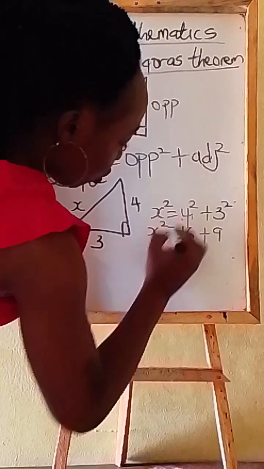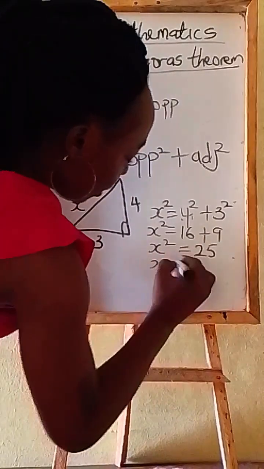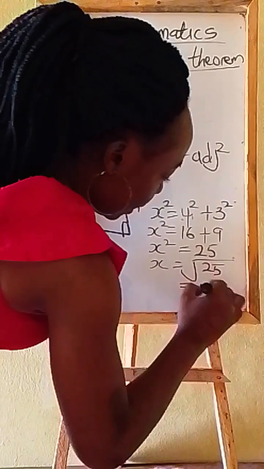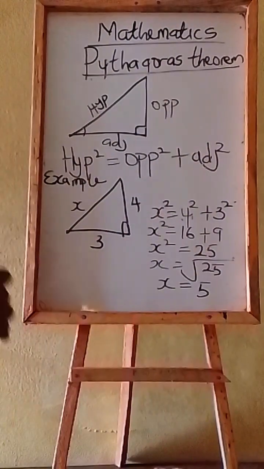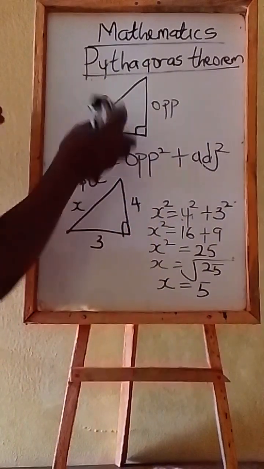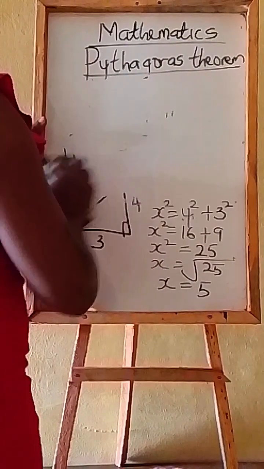So s squared equals 25. s equals the square root of 25, and that is 5. So our s equals 5.